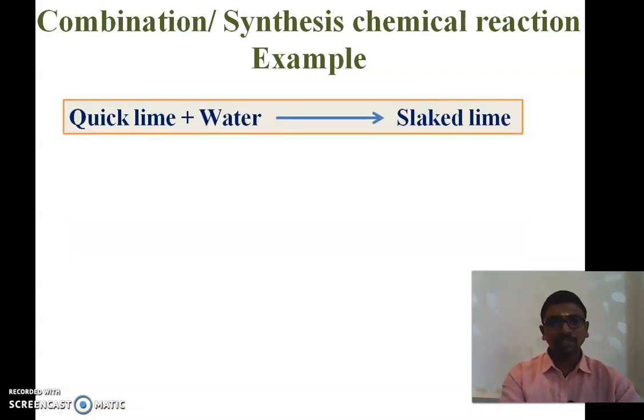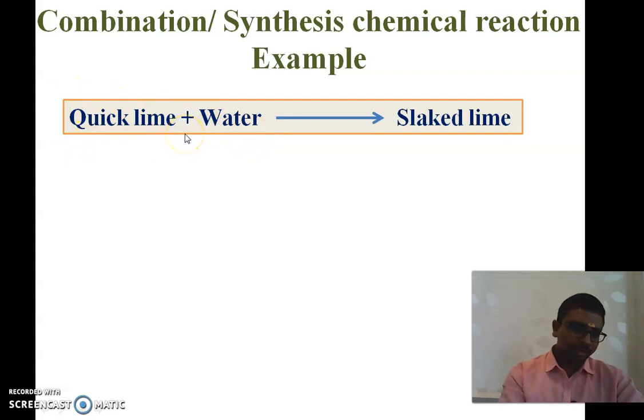The first example is quicklime plus water. It will produce slaked lime. Quicklime is a commercial name. The chemical name for quicklime is calcium oxide. What is the formula for calcium oxide? CaO. CaO plus water. What is the formula for water? H2O. So these are the two chemical species. What are they? Quicklime and water.